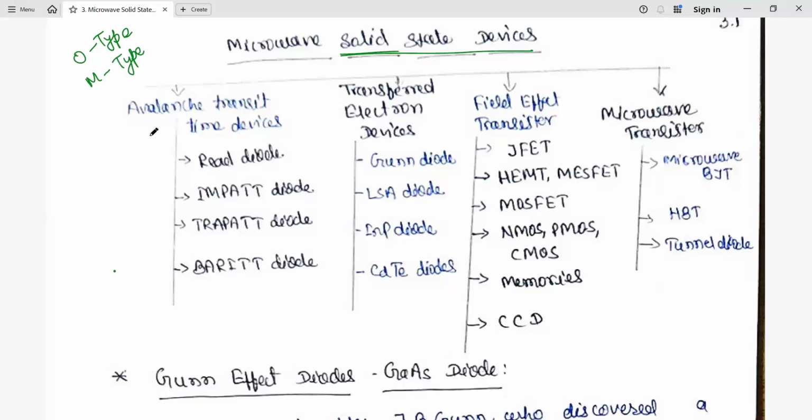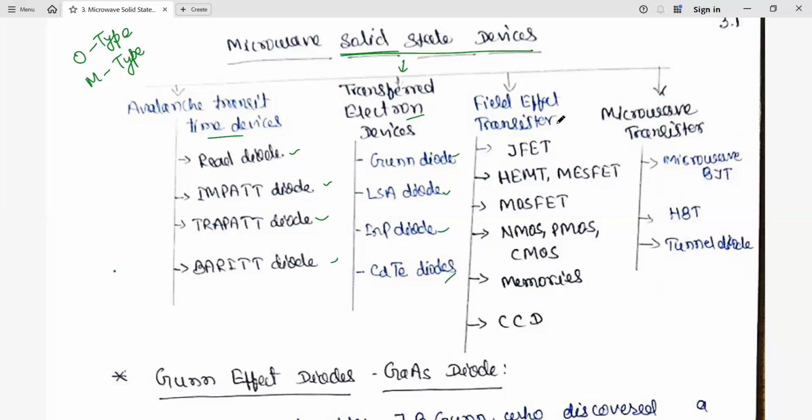Microwave solid state devices are divided into four components. First one is the avalanche transit time devices. Here we have Read diode, IMPATT, TRAPATT, and BARITT diodes. In the case of transferred electron devices, we have Gunn diode, LSA diode, indium phosphide diodes, and cadmium telluride diodes. So these are the transferred electron devices.